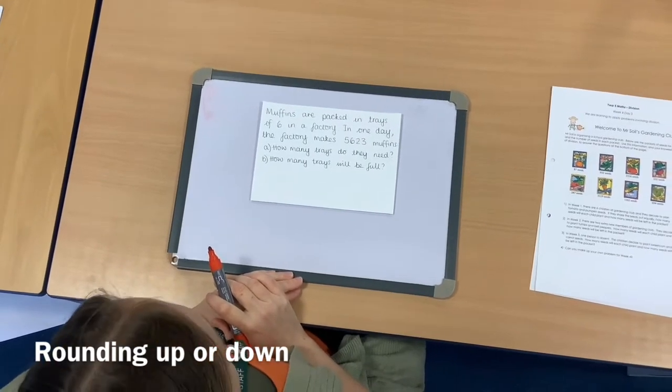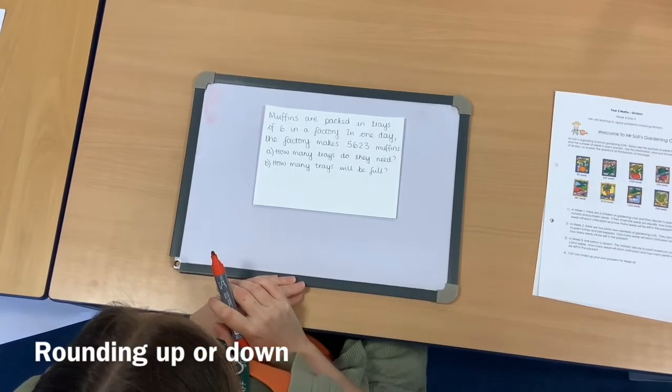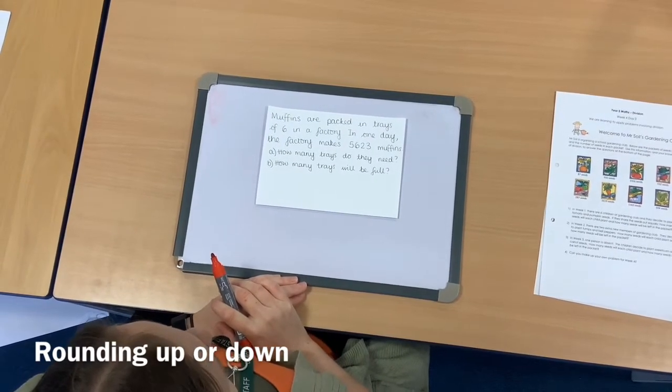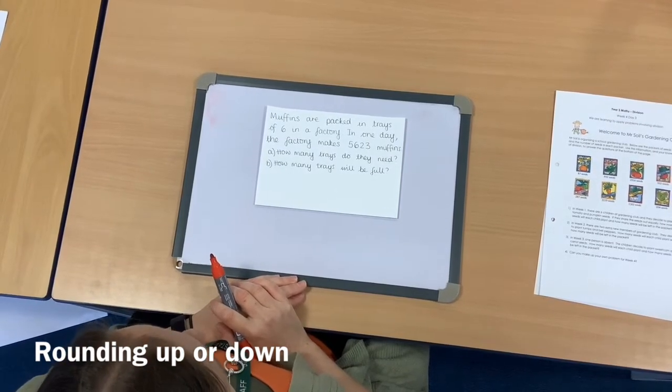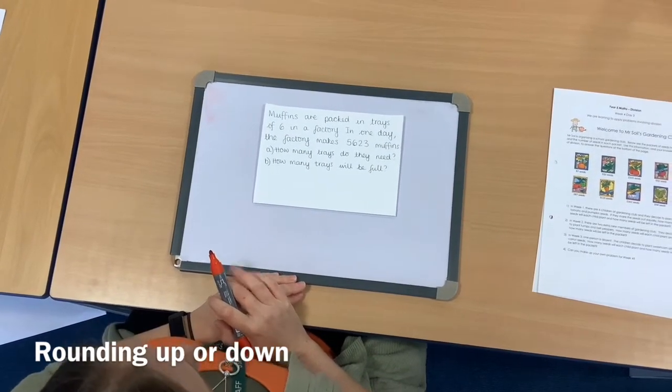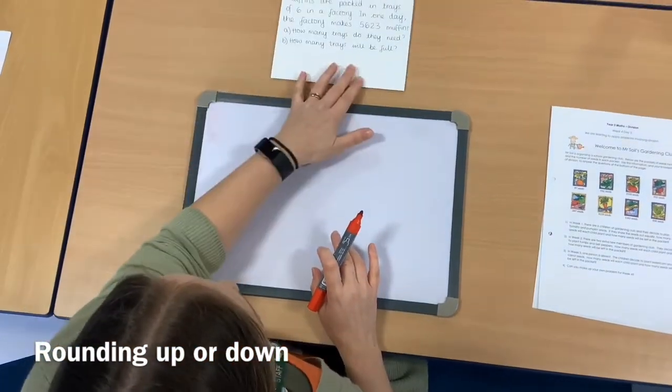Okay, so the problem is, muffins are packed in trays of 6 in a factory. In one day, the factory makes 5,623 muffins. So the first question is, how many trays do they need? And the second one is, how many trays will be full? So those are two different questions, but we have to do the same calculation because we're sharing.